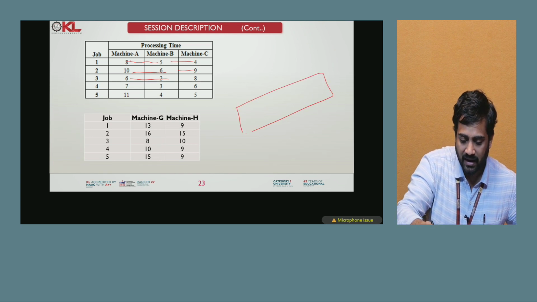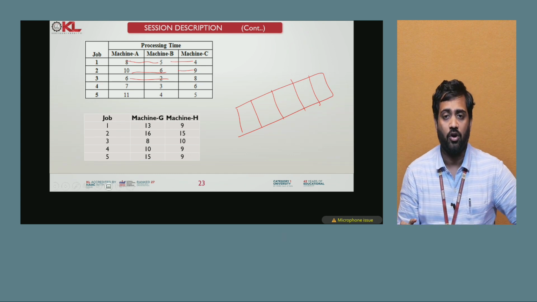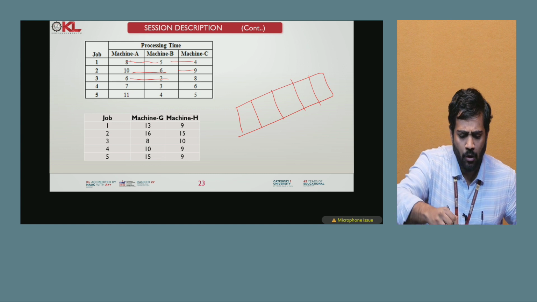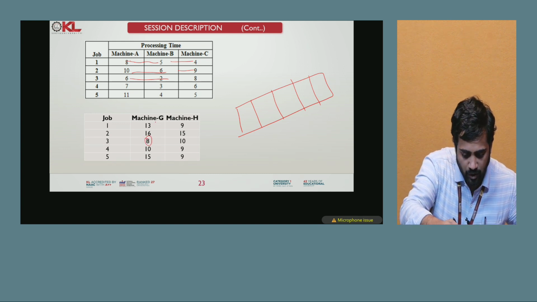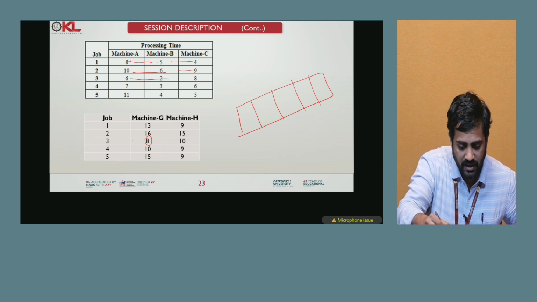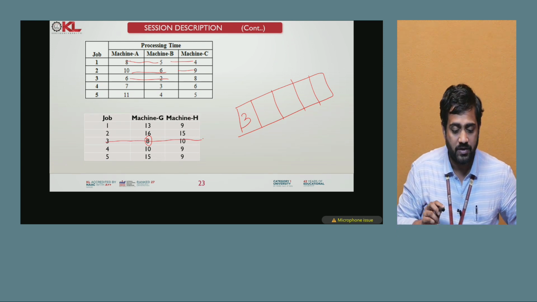Like earlier, we have 5 jobs now. So take one empty sequence with the 5 slots. Out of all these processing times, the least processing time is 8. This belongs to G, the corresponding job is 3. Since it belongs to G, you have to place 3 in the first position. Afterwards, you remove this. Now you see the beauty of this problem.